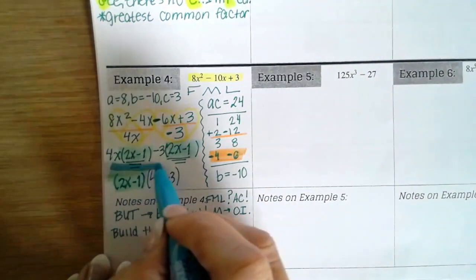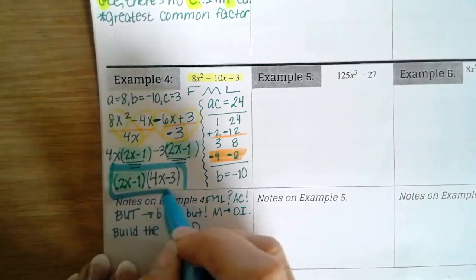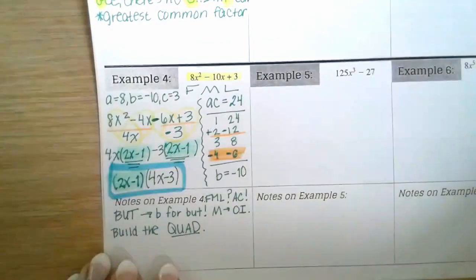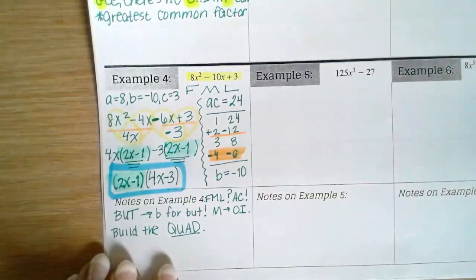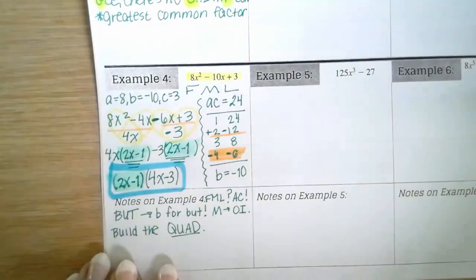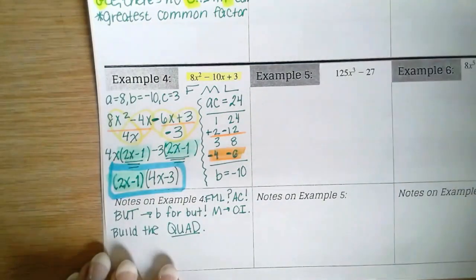Let's put it right in here. And you can check every single factoring question by foiling. If you could foil and get back the problem, then you did it correctly. Okay? What questions do we have?